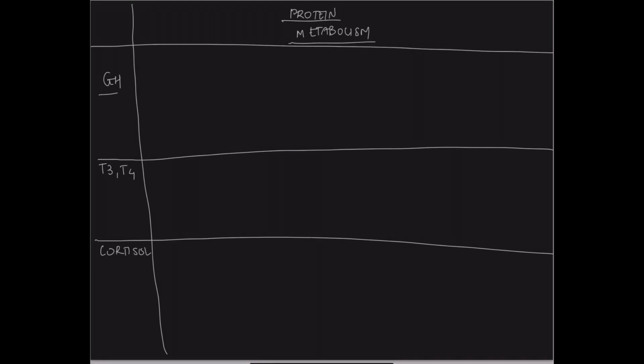GH, T3, T4, and cortisol. The other hormones have no effect on protein metabolism. That is why I have not mentioned them here.